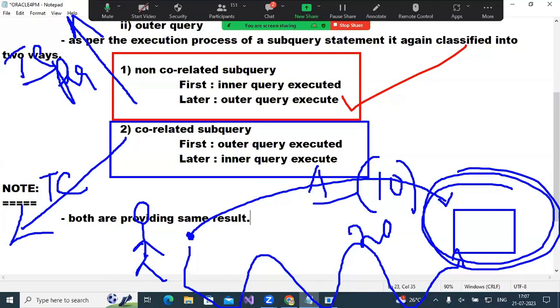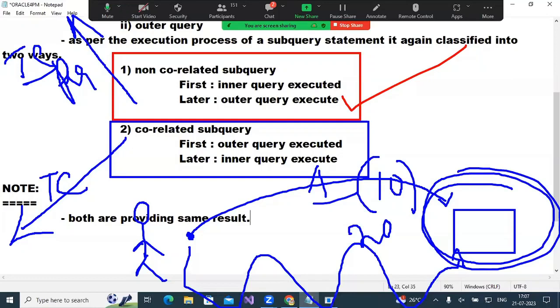So that means which performance is good? Non-correlated performance is good. Yes or no? That is the reason why real-time people are preferring non-correlated. Now practically I will explain that. I am showing one non-correlated example, and the same example in correlated, in two patterns. The internal execution process of both patterns I will also explain. After the explanation, then you will decide.